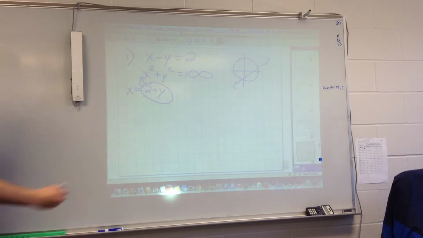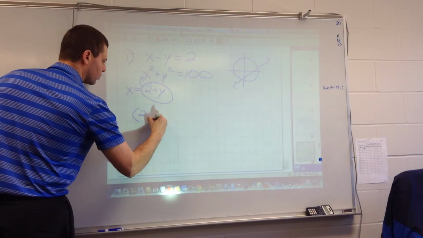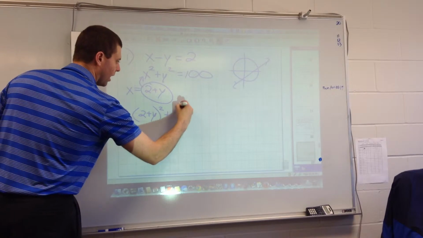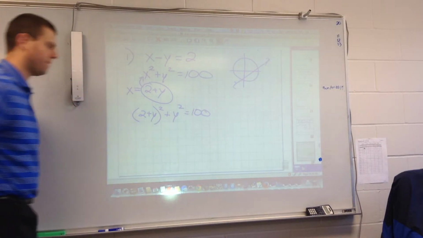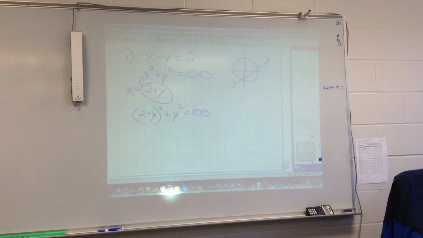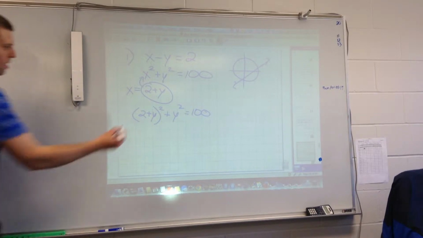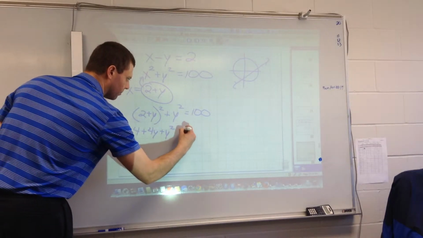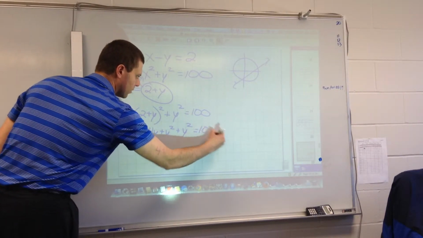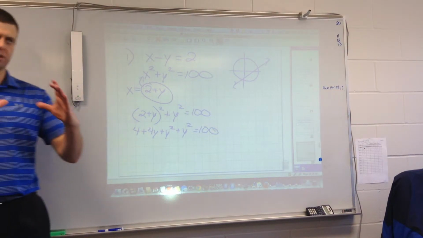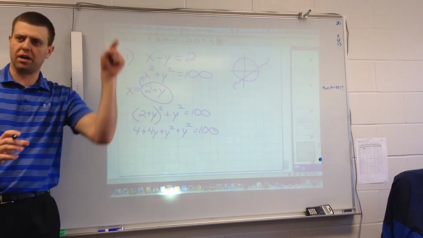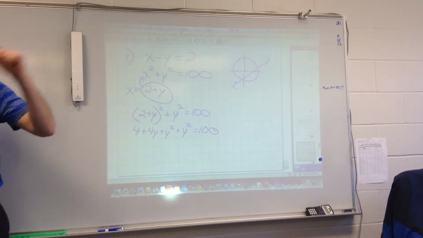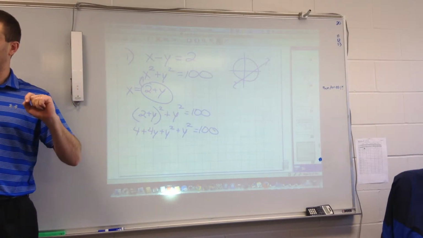So now I have (2 plus y) squared plus y squared equals 100. And the rest is your basic Algebra 2 quadratic equation stuff. FOIL that. You have to take 2 plus y times another 2 plus y and FOIL that out. So 2 times 2 is 4, 2 times y is 2y, y times 2 is 2y, y times y is y squared.